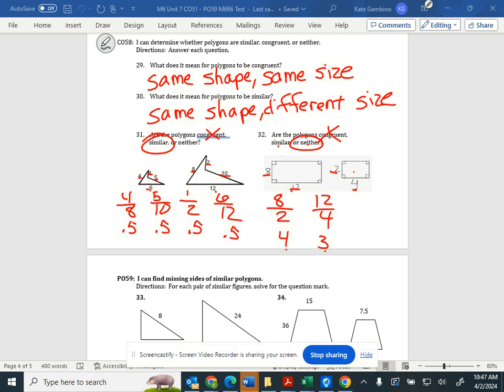A lot of us got these two wrong because we were doing our math wrong. We forgot how to do the proportions. Do we understand it now? Any questions?